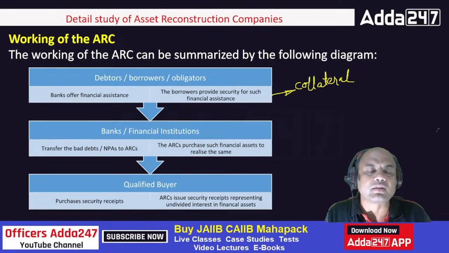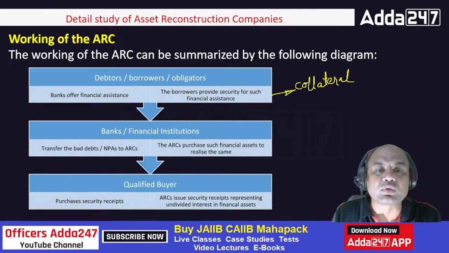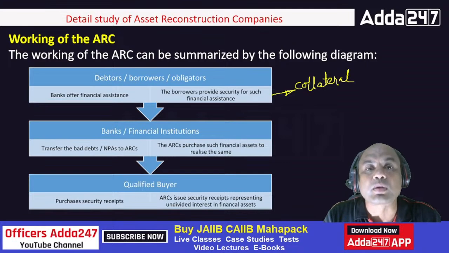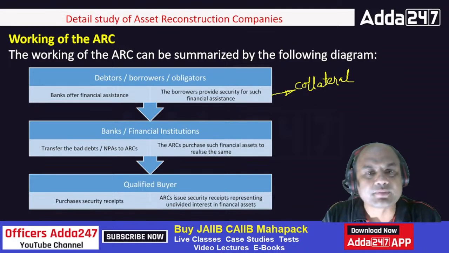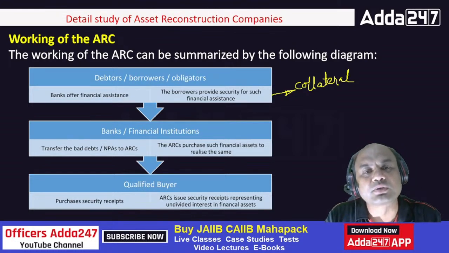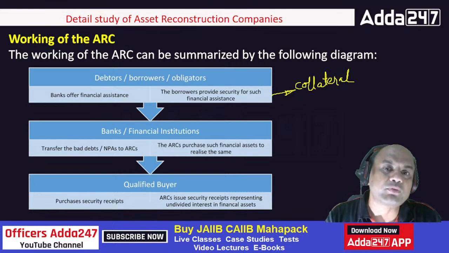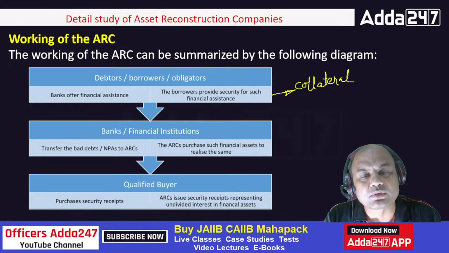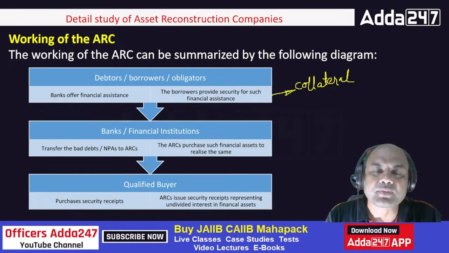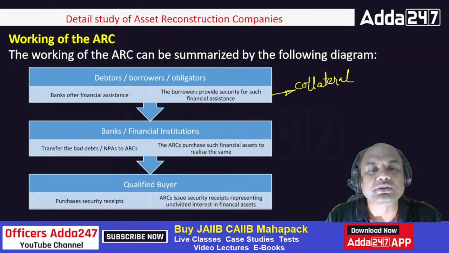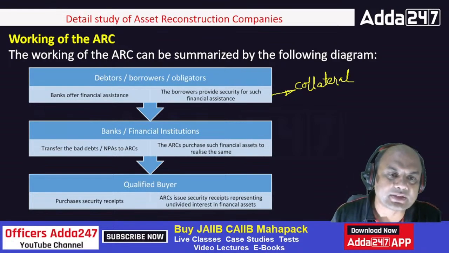Without collateral, we give certain personal loans also, or we give some corporate loans also without collateral. So that can also be done. But remember, for any big loan, bank has to take some collateral, either in the form of rating, a financial collateral, or some physical collateral. So debtors, borrowers and obligators, bank provides the financial assistance.